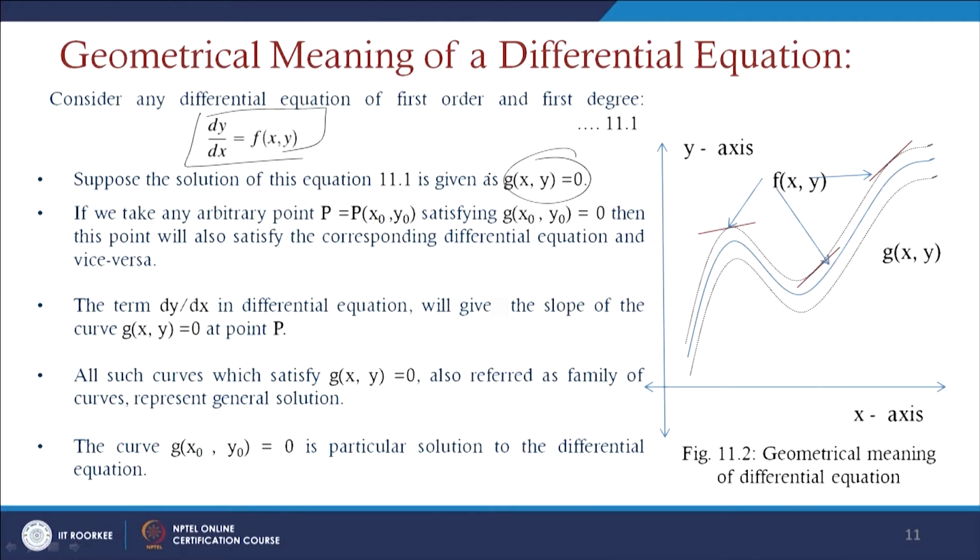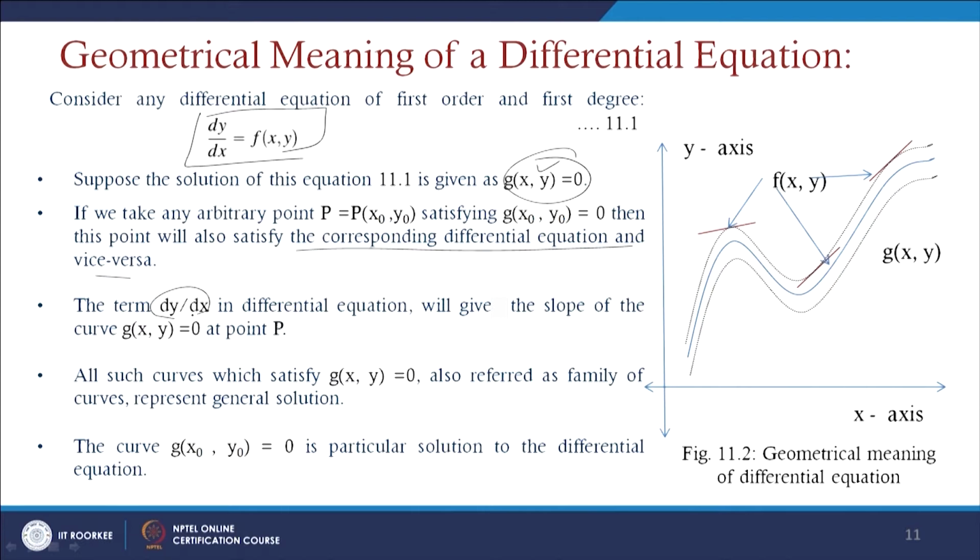And since this differential equation involves both x and y terms, the solution will also include both the variables, x and y. And if we take any arbitrary point, suppose P of (x0, y0), satisfying g of x0, y0 equals 0, then the point will also satisfy the corresponding differential equation and vice versa. And especially, the term dy by dx in the differential equation will give the slope or tangent of the curve g of x, y equals 0 at the point P.